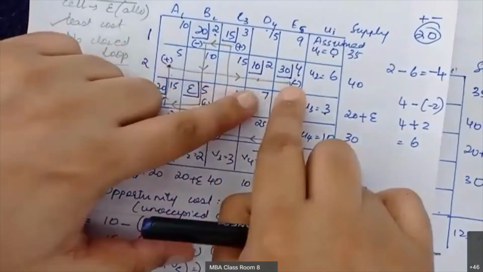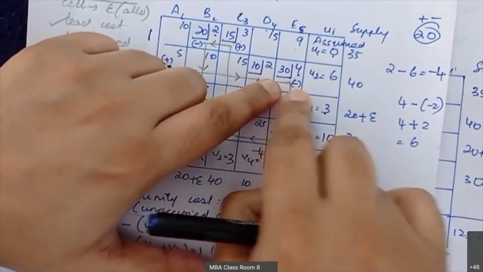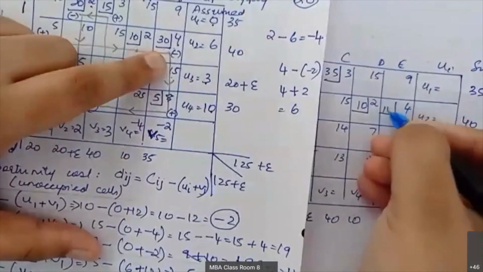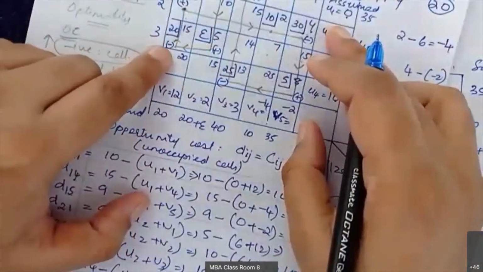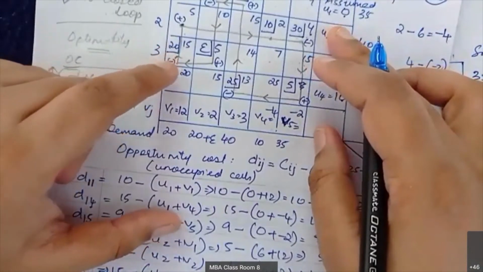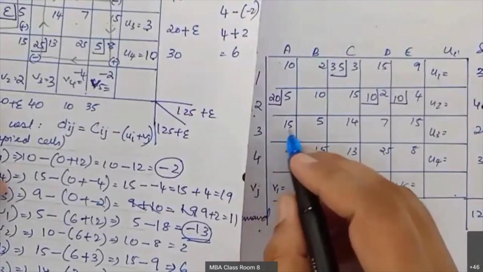Next one. This is my next cell. Here the sign is negative. So 30 minus 20, it is 10. Okay, so here I will mark 10. Next one, third row, here negative sign. So 20 is my already the allocation there. So 20 minus 20. What is the value? 0. So I will not write anything in this cell.